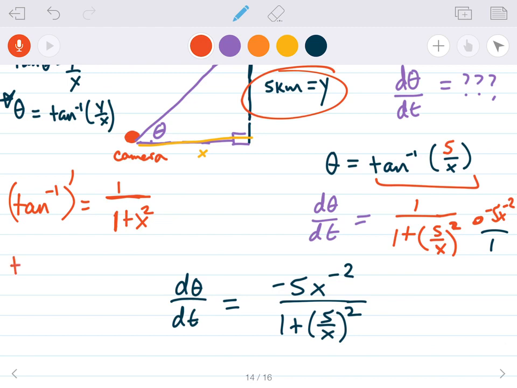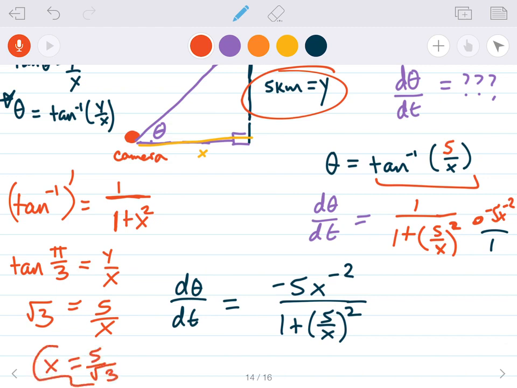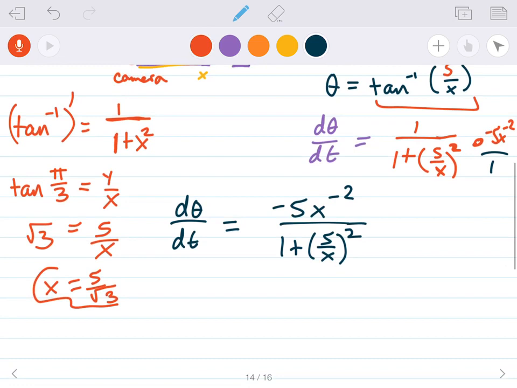So the tangent of pi over 3. Well, tangent of anything is y over x, right? Tangent of an angle. And so from the unit circle, the tangent of pi over 3 is the square root of 3. That's the ratio between the sides y and x. And in this case, y was 5, and we're looking for x. So if we multiply both sides by x and divide by root 3, we get x is equal to 5 over root 3. So now we can just plug that in to our d theta dt.